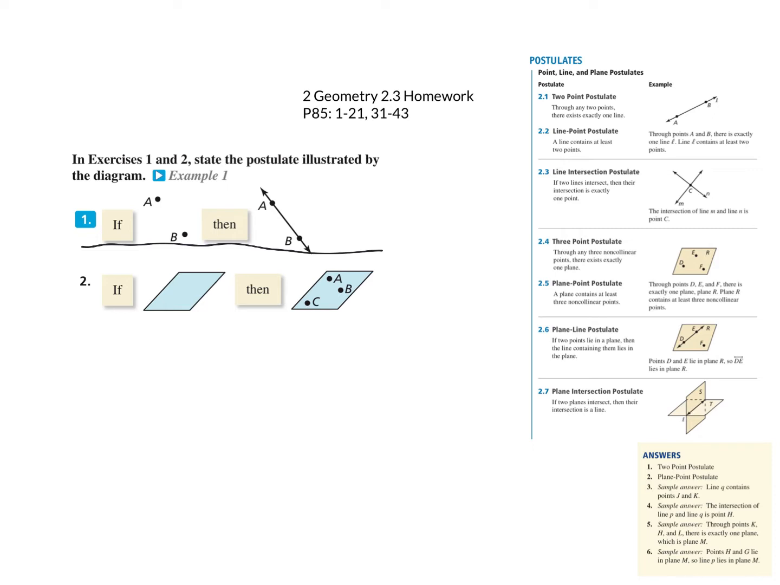As we can see, there are two that deal with points. You have a 2-point postulate that says through any 2 points there exists exactly one line. And 2.2 says a line contains at least 2 points. Well, if you have a line, then you know you have at least 2 points, but this starts with just 2 points. So it has to be 2.1, the 2-point postulate. And as we see, the answer to number 1 is the 2-point postulate. You can look at the evens if you want to for extra practice. All right, let's move on.